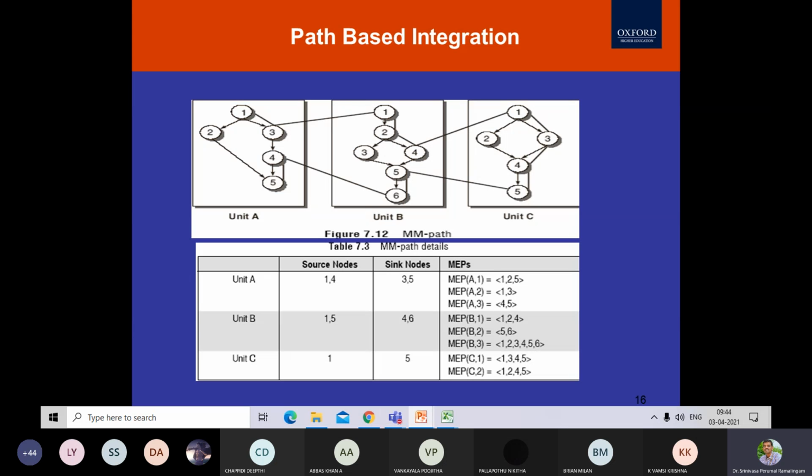Similarly, the sync node is the one synced with the source node. 1 is synced with 3. You see in that diagram, 1 comes to 3 and it goes to unit B1. So the sync node is 3. Similarly 4, 5 has a sync, so they mentioned 5 as a sync node. Similarly here 4, 6 is a sync node. I hope you understand what is a source node in the MM path and what is a sync node in the MM path. Do you have any doubt?